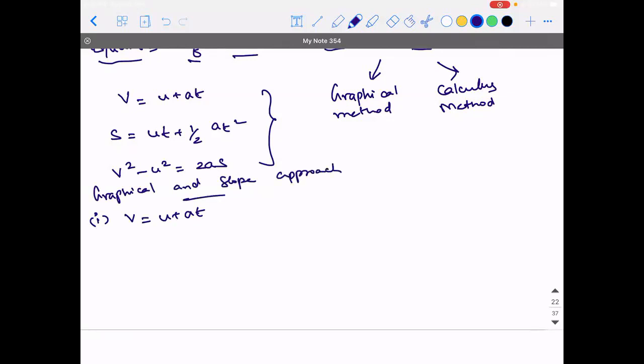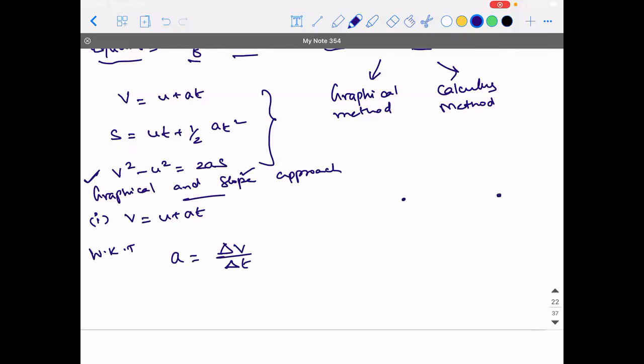Okay. So V is equal to U plus AT. We know that acceleration is equal to delta V by delta T. So whenever you are going with graphical method, you will use only the slope concept. So A is equal to delta V by delta T.